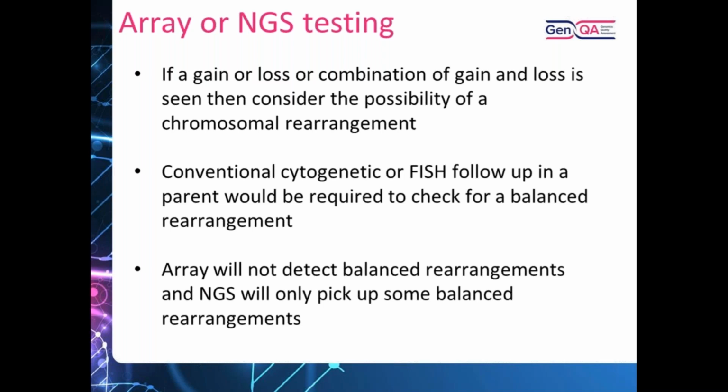In these cases, conventional cytogenetic or FISH follow-up in a parent would be required to check for balanced rearrangement. You can't follow it up with array or NGS because you're not going to pick up all the balanced rearrangements if you do it that way. So we would recommend cytogenetic or FISH follow-up in these cases.